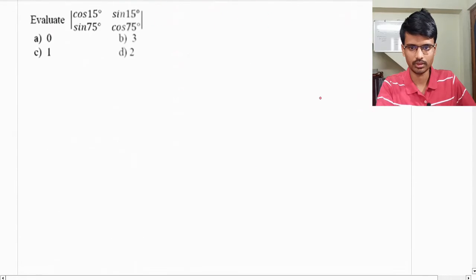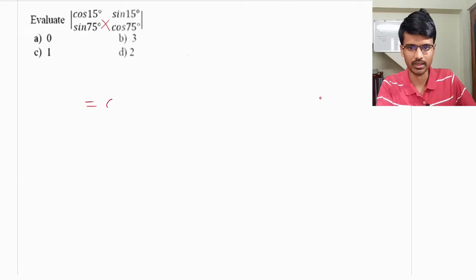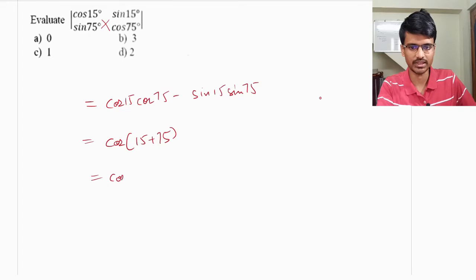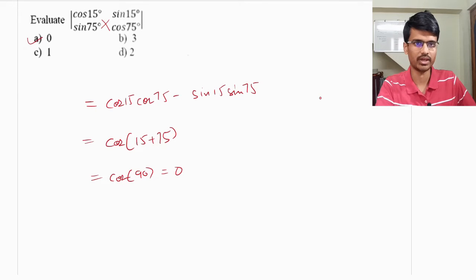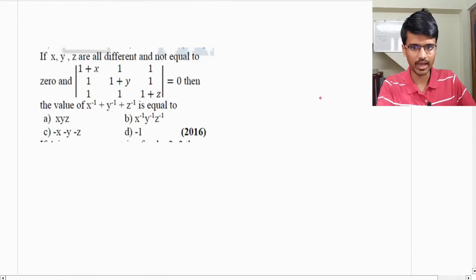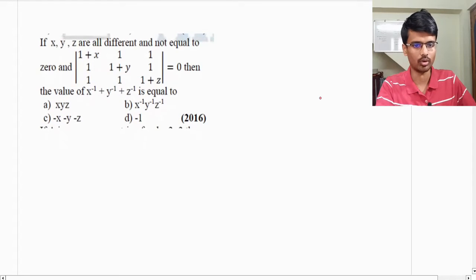Evaluate the determinant directly, a direct question. So they are asking us the determinant, multiply these two and subtract them. So we get cos 15 cos 75 minus sine 15 sine 75. This is in the form of cos A cos B minus sine A sine B, which is nothing but cos of A plus B. 15 plus 75 is 90. What is cos 90? Cos 90 is 0. The correct answer is option A. So this was a very easy question. One more thing, I have only picked up the difficult questions. I have not picked all the PYQs.